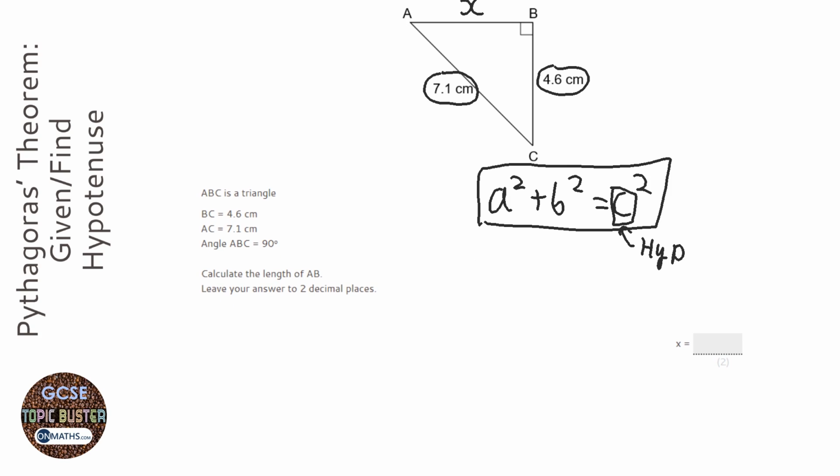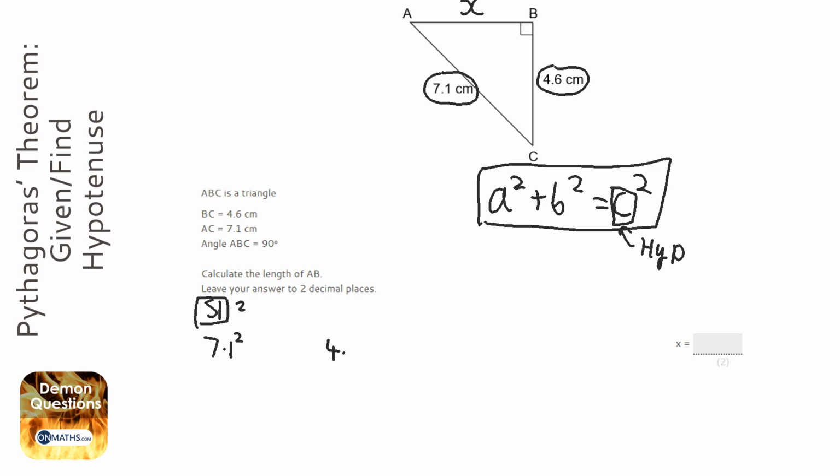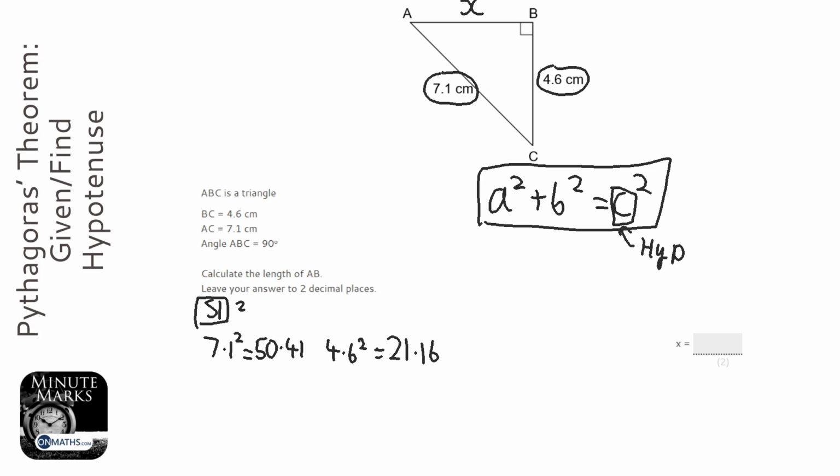So my method comes with three steps. Step 1 is just square every number that you have and put the biggest one first. Okay, so I'm going to do 7.1 squared and I'm going to do 4.6 squared. So on my calculator, 7.1 squared equals 50.41, and 4.6 squared equals 21.16. So step 1's done, I've squared them all.